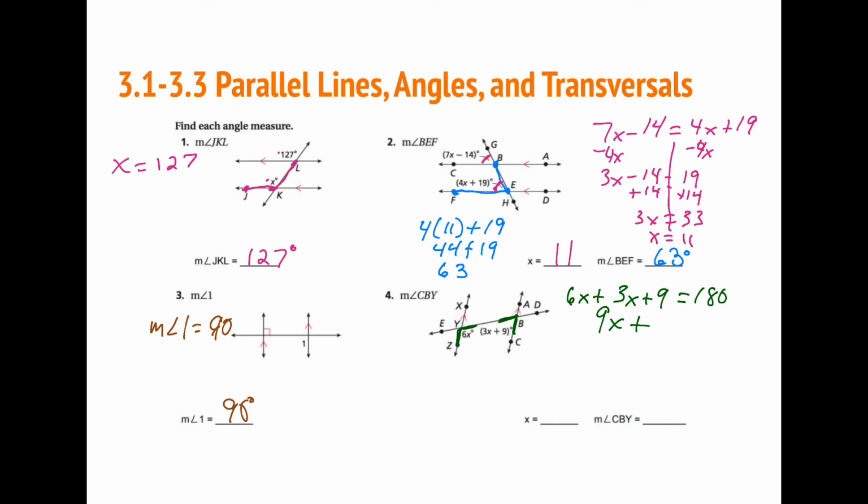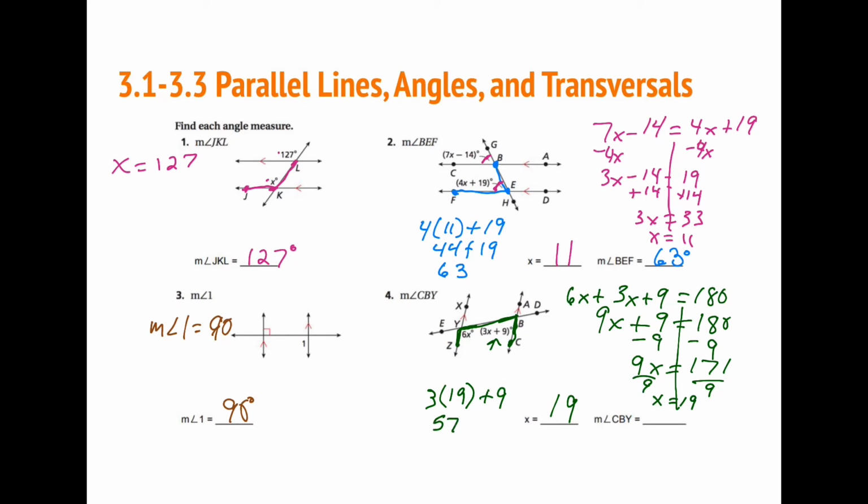So let's add them up, set them equal to 180. Combining like terms, 6x plus 3x is 9x. You can subtract 9 from both sides. 9x is equal to 171. Divide by 9. You get x equals 19. Then it's asking us to find the measurement of angle CBY. So C to B to Y, so that's this one right here. Plug in x, 3 times 19 is 57, plus 9 gives a final answer of 66 degrees.